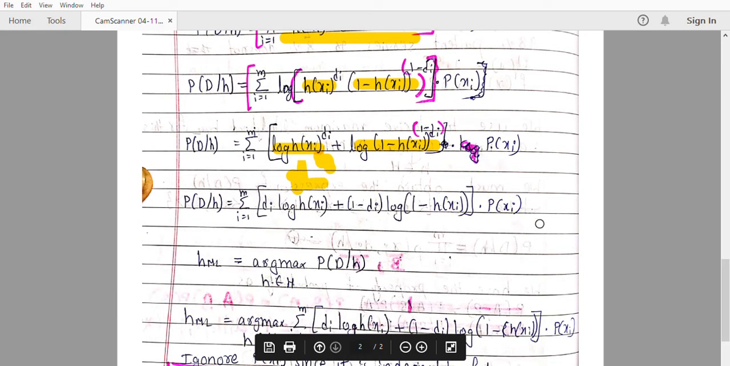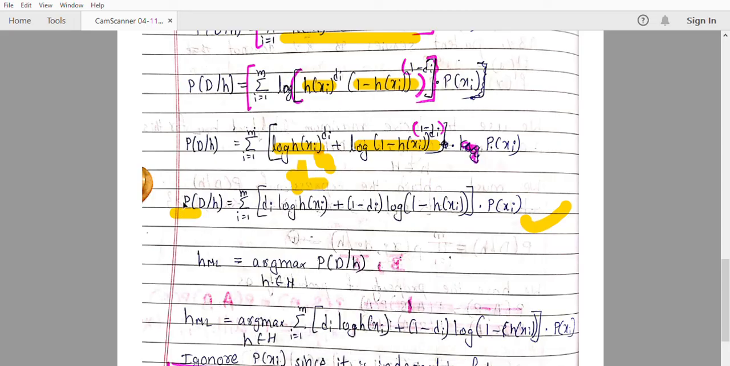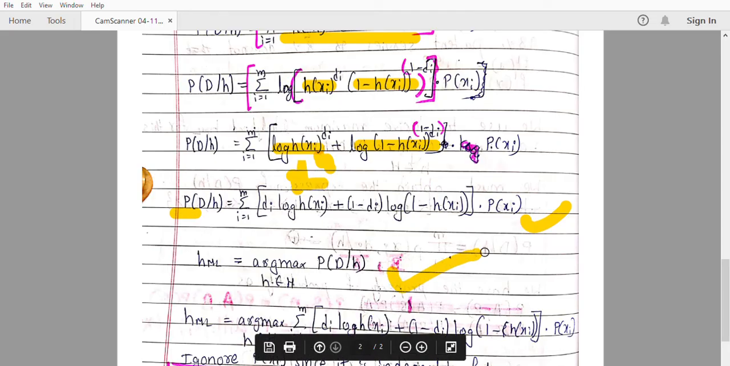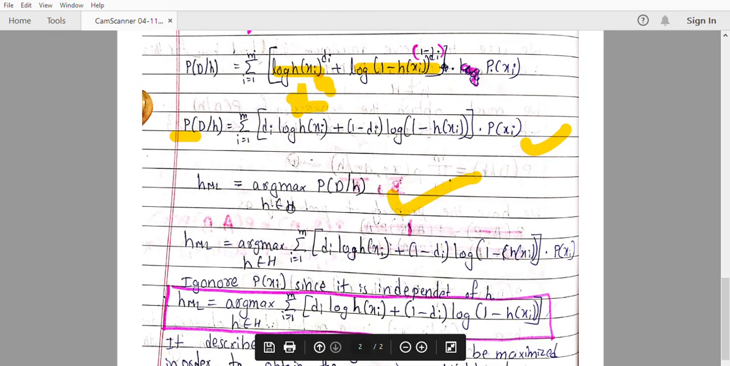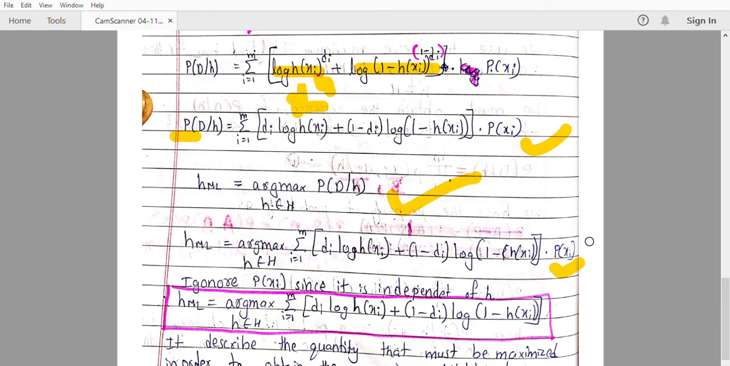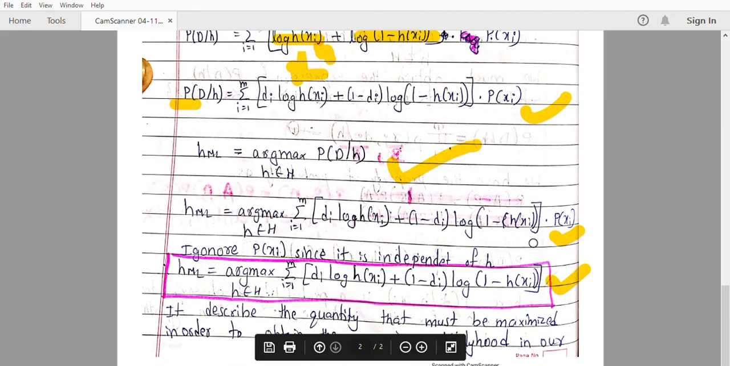Next, we got this expression for p of d. So put this value in our HML formula. In the HML formula, the argmax over h: here p of xi is not containing any h parameter, so you ignore this and are left with only this expression: di log of h of xi plus 1 minus di log of 1 minus h of xi.